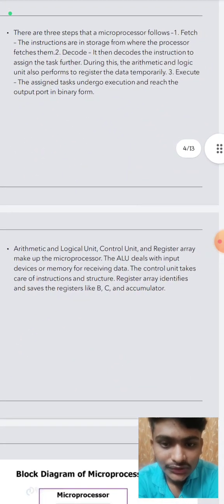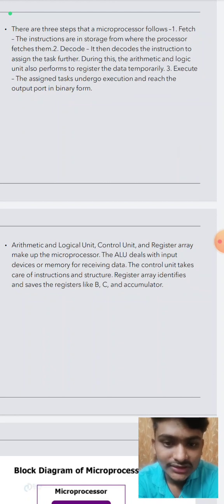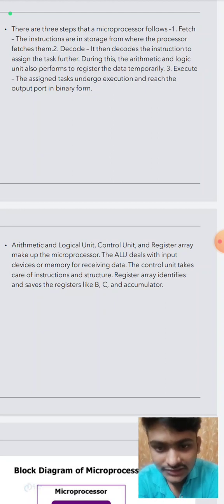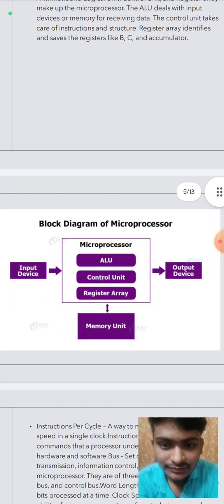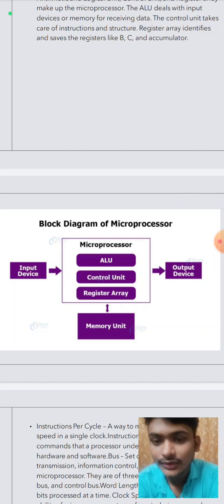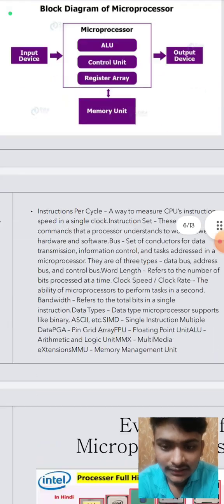Arithmetic and logic unit, control unit, and register array make up the microprocessor. The ALU deals with the input devices or memory for receiving data. The control unit takes care of instructions and structure. The register array identifies and saves the registers like B, C, and accumulator. This is the block diagram of a microprocessor. It contains the input device, ALU, control unit, register array, and output device.